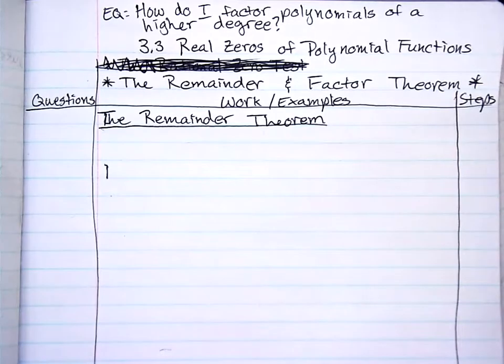Hi everyone, welcome back. We're going to continue with 3.3, real zeros of polynomial functions. Today's essential question is, how do I factor polynomials of a higher degree?